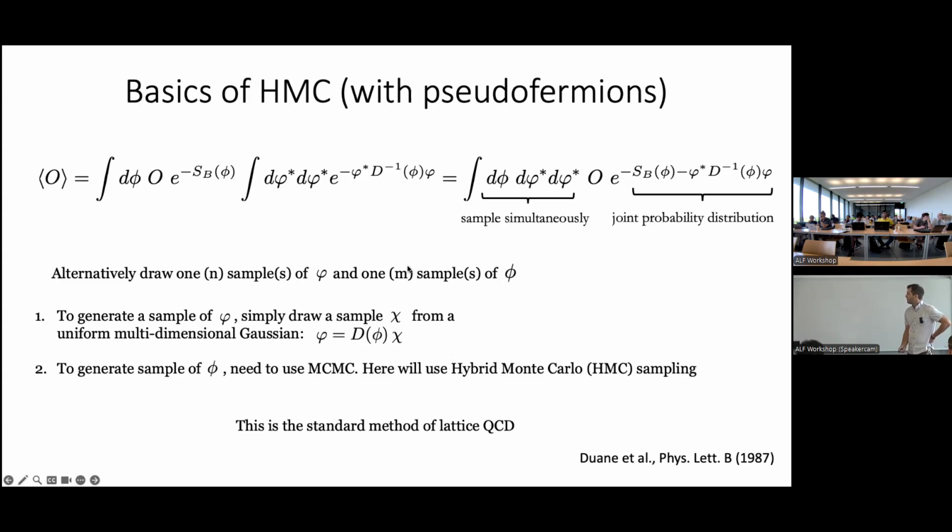But to generate a sample of phi, you need to use Markov chain Monte Carlo because, of course, this distribution is not at all Gaussian, and that's where we're going to use what's called hybrid Monte Carlo sampling. And of course, we didn't invent this type of sampling. This is the standard method.